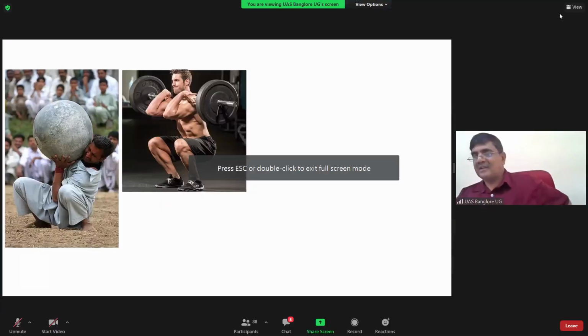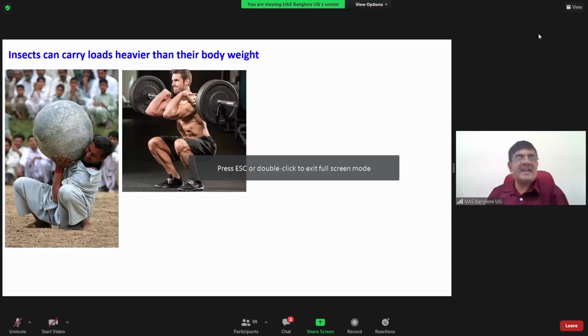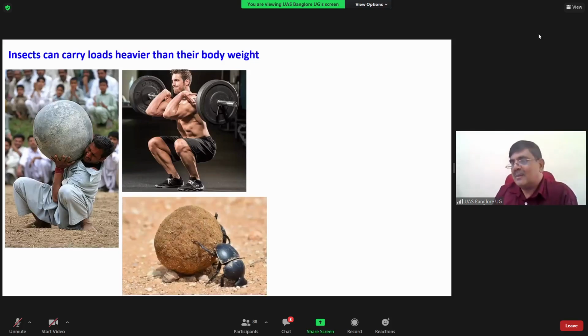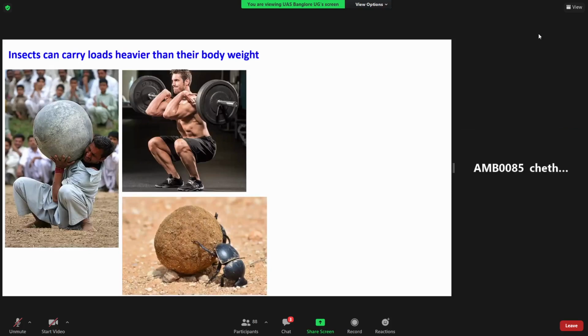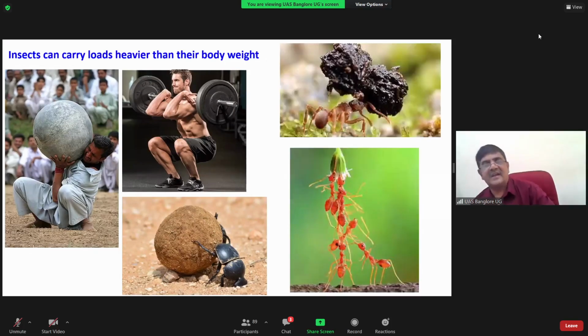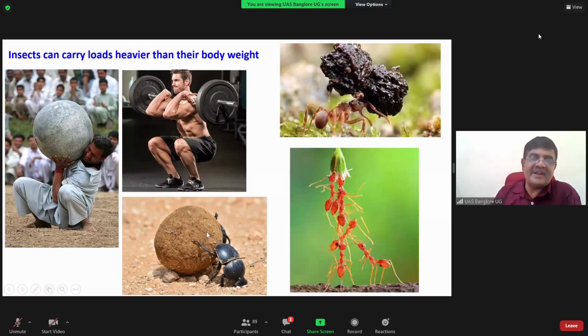So you can see here, human beings can lift only twice or thrice their body weight. But insects can lift things that are 10 or 15 times their body weight. If you can see here, this is a dung ball and this is a dung beetle. So insects can lift more than their body weight, maybe 10 times.